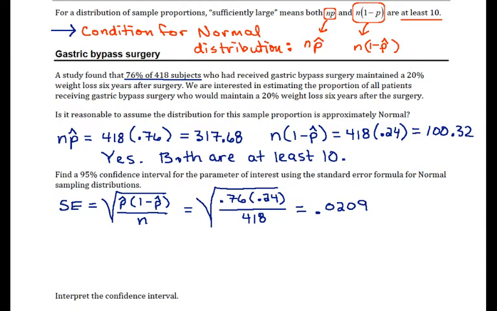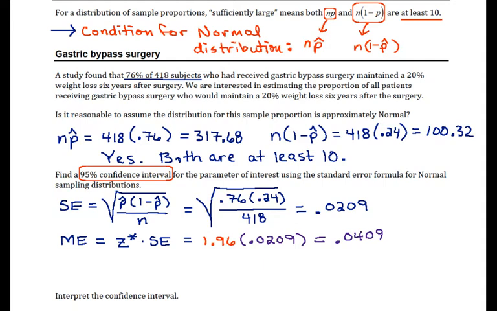That's my standard error. After I get my standard error, I can find my margin of error. That's a z-star critical value times the standard error. Since I'm looking at a 95% confidence interval here, that tells me that my z-star critical value is 1.96. And my standard error is the number I just calculated. So we can now calculate this, and I get 0.0409.